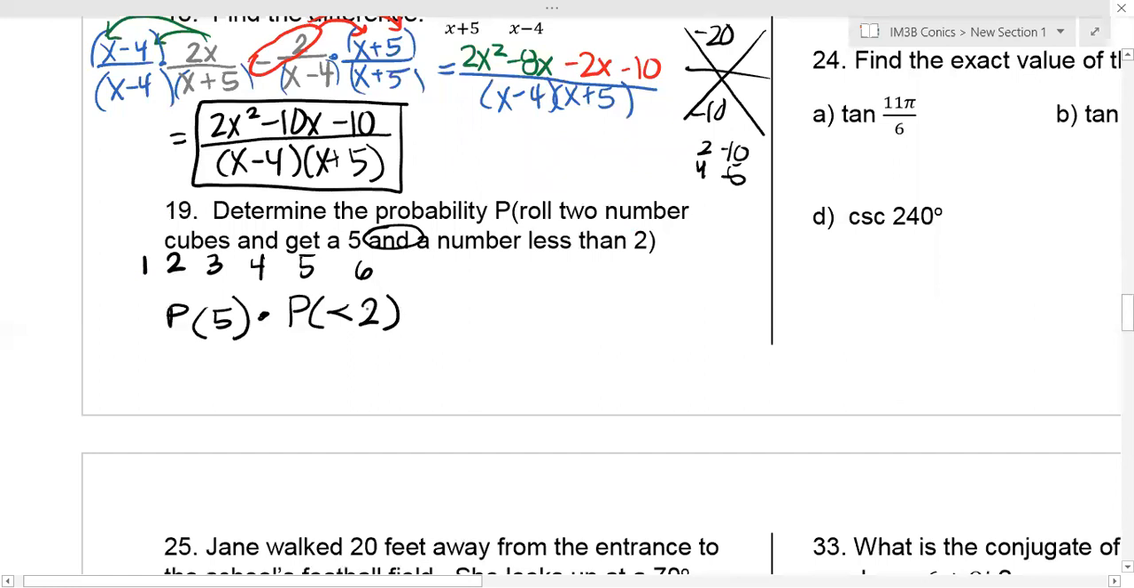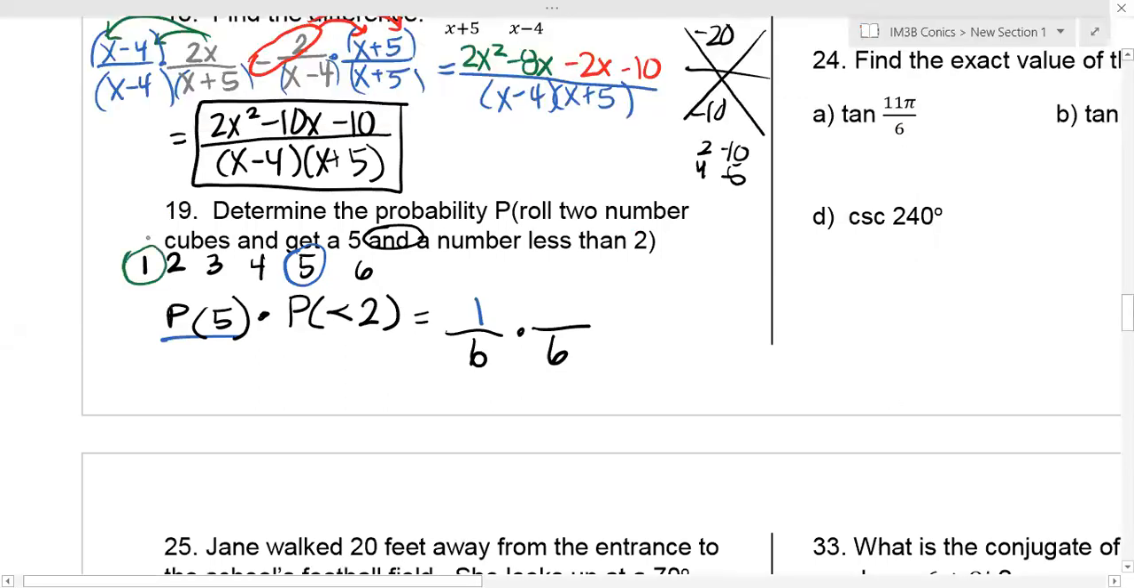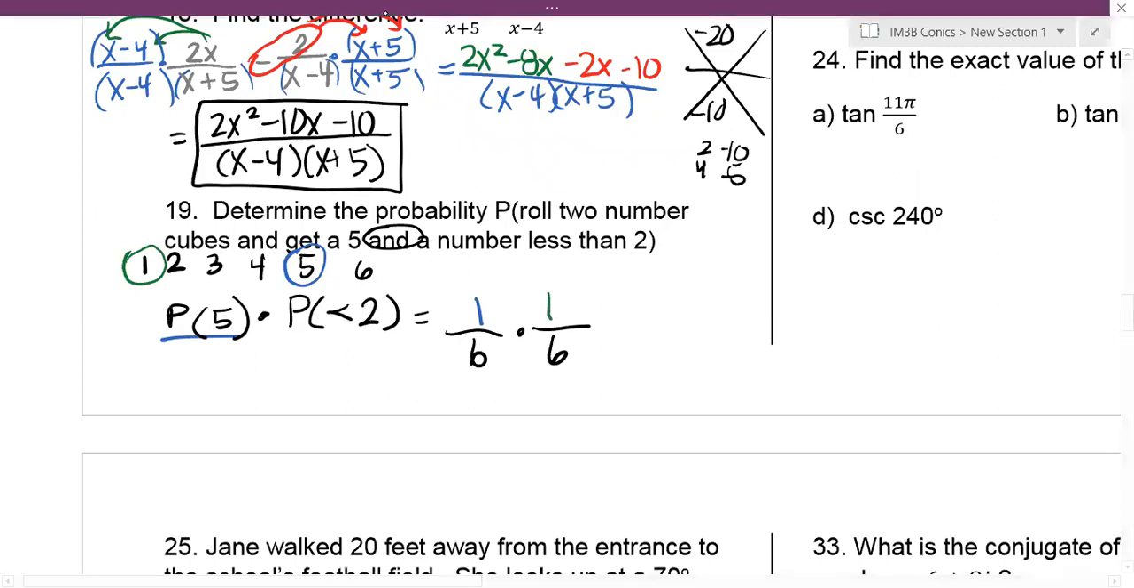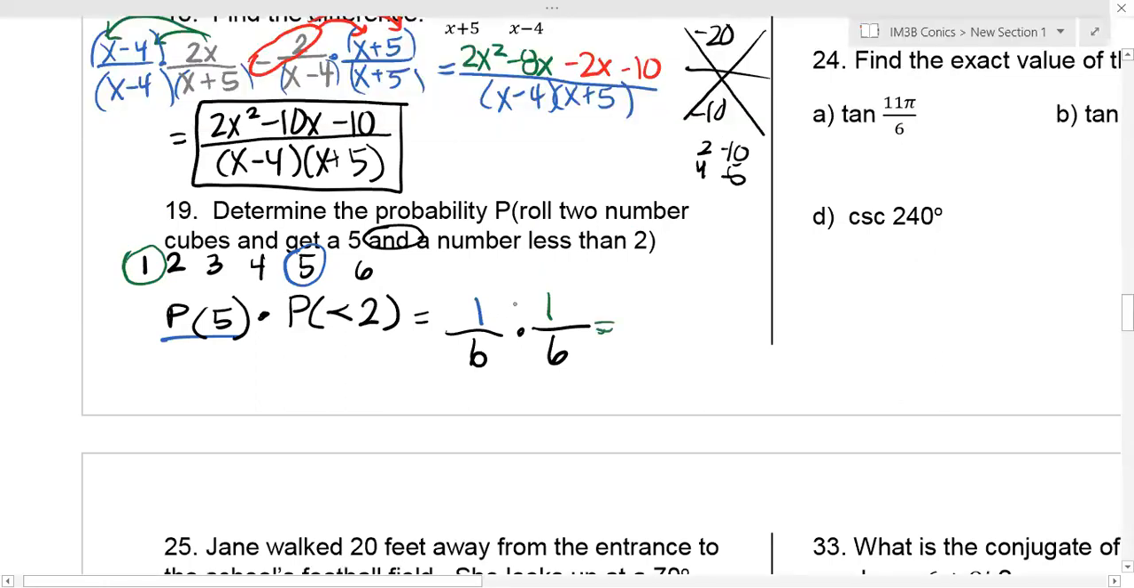Since each die has 6 sides, we want to identify how many 5s are on a die and how many numbers less than 2 are on a die. There's only 1 five on the die, so that probability for the first one is going to be 1 in 6. And there's also only 1 number that's less than 2 on the die, so that is also giving us a probability of 1 in 6. To do this, we're multiplying. Remember, to multiply fractions, you multiply straight across. So 1 times 1 gives us 1, 6 times 6 gives us 36. So our probability of rolling a 5 and a number less than 2 is 1 in 36.